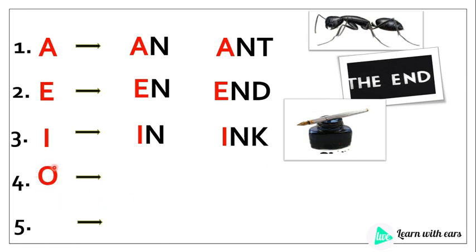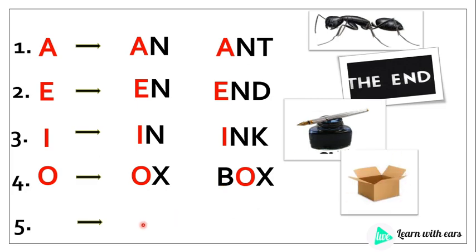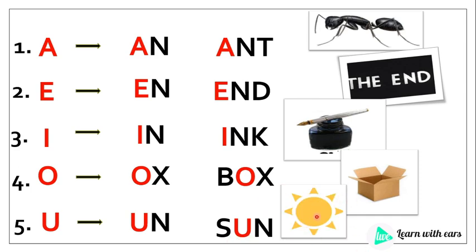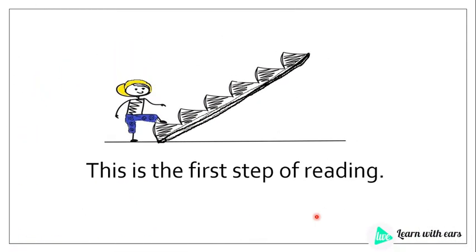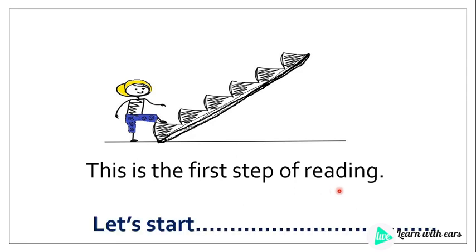Ah. Ox. Box. It's a box. Un, sun. Okay? This is the first step of reading, right? Let's start it.